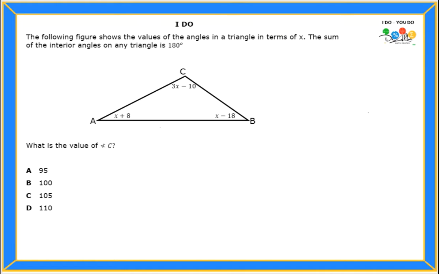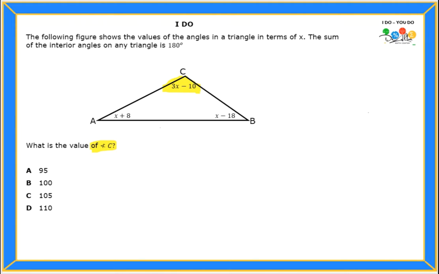And it says, the following figure shows the values of the angles in a triangle in terms of x. The sum of the interior angles on any triangle is 180. What is the value of the measurement of angle C? Okay, so basically I'm looking for this angle that is here. But I do not know the measurement because it's only represented with the expression 3x minus 10.